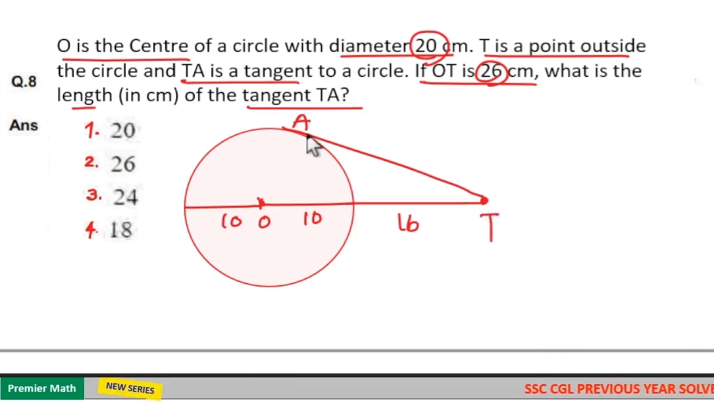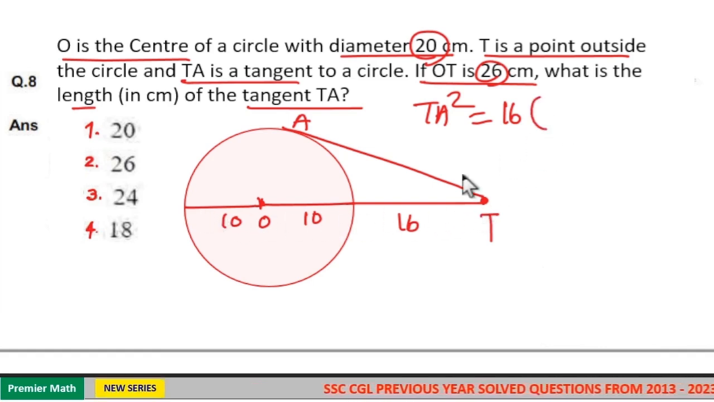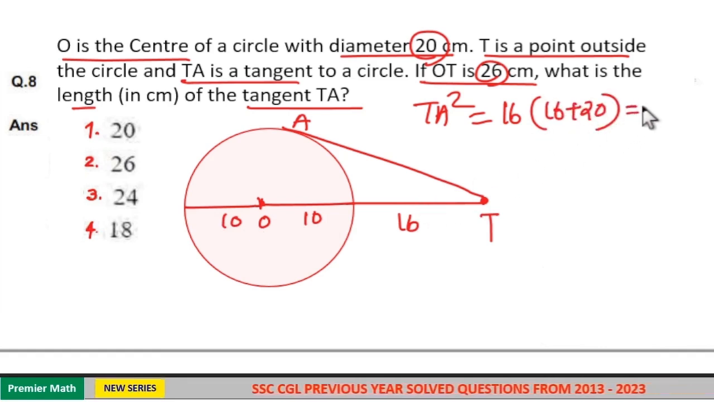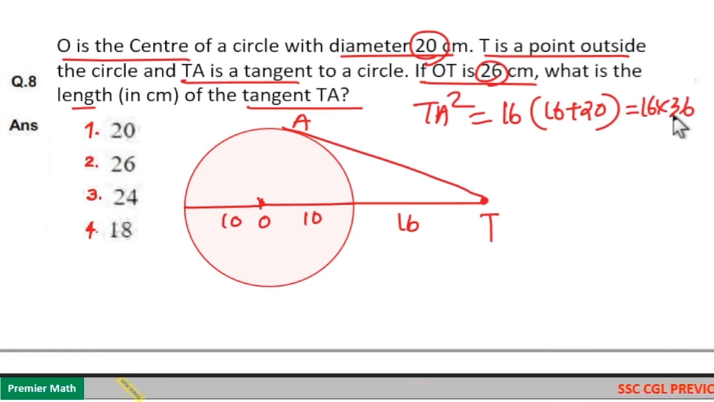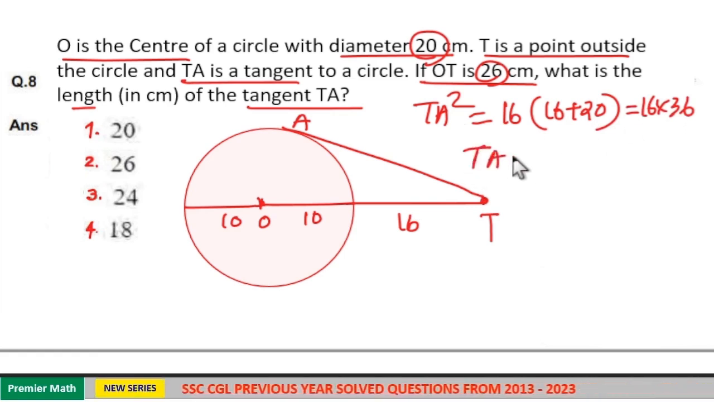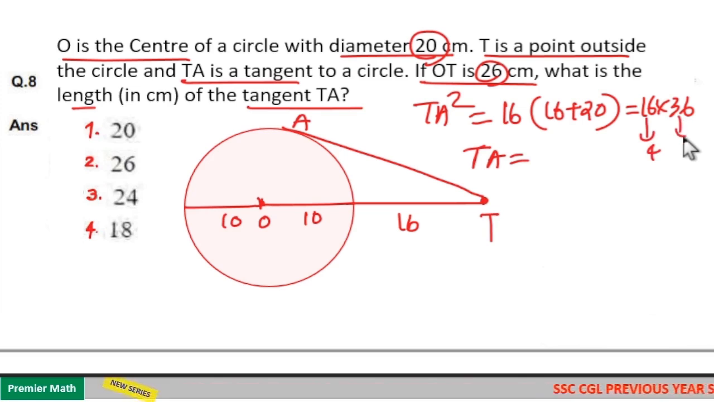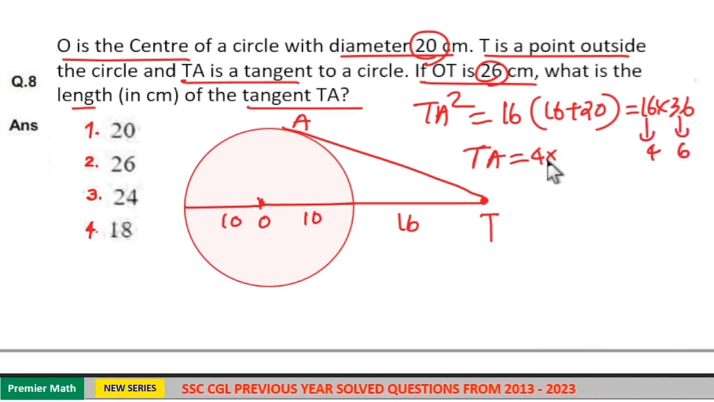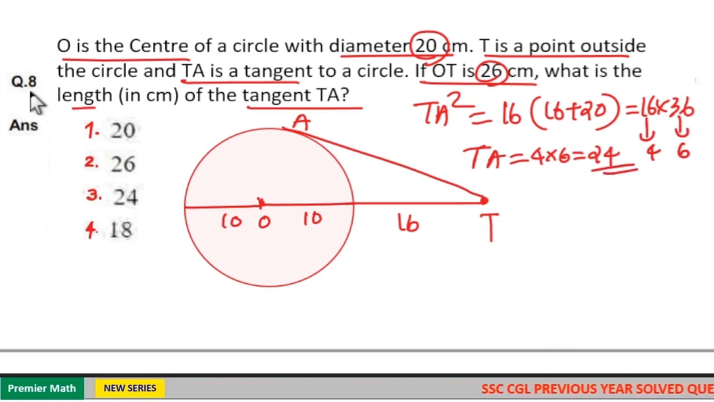So, this length is 26 means this external segment length is 16. And here this is an external point T. From this point, a tangent and a secant is drawn to the same circle. Then TA square is equal to external segment length, 16, times total length of the secant, 16 plus 20, 36. That is 16 into 36. If TA square is 16 into 36, then TA is 4 into 6, 24. So option 3 is your answer.